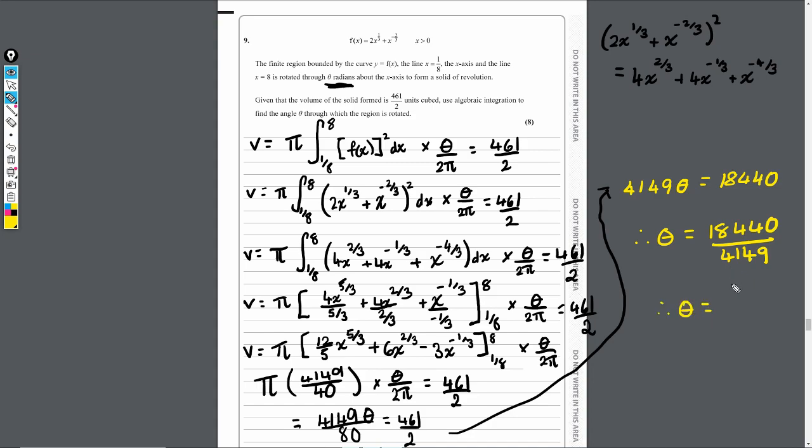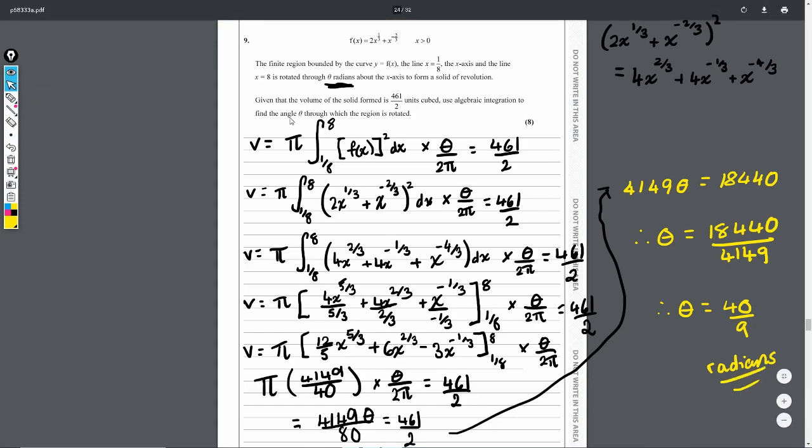And what you obtain is that theta is equal to 40 over 9 radians. And there we have it. So 40 over 9 is the angle theta for which the region is rotated. And that's question 9 fully complete.